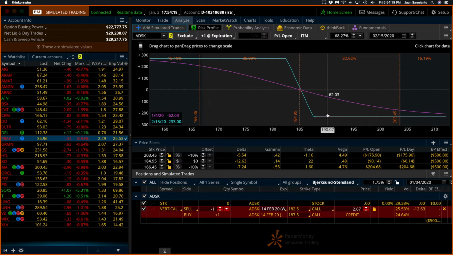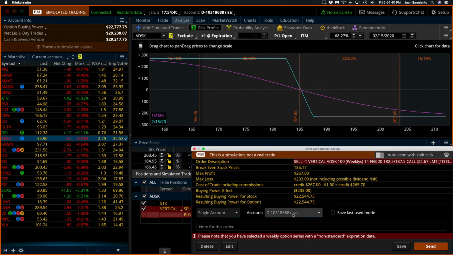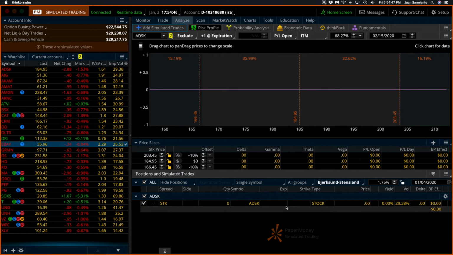The trade is risking $233 to make $267, and is a call spread again. A call bearish spread, so it's a credit spread. We receive a credit and confirm and send. Again, we're going to select here the bearish group, to make things easier on us.